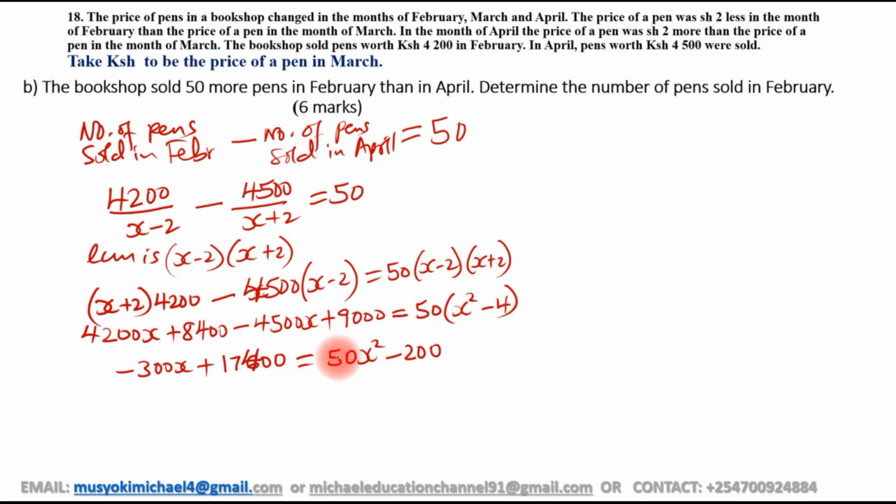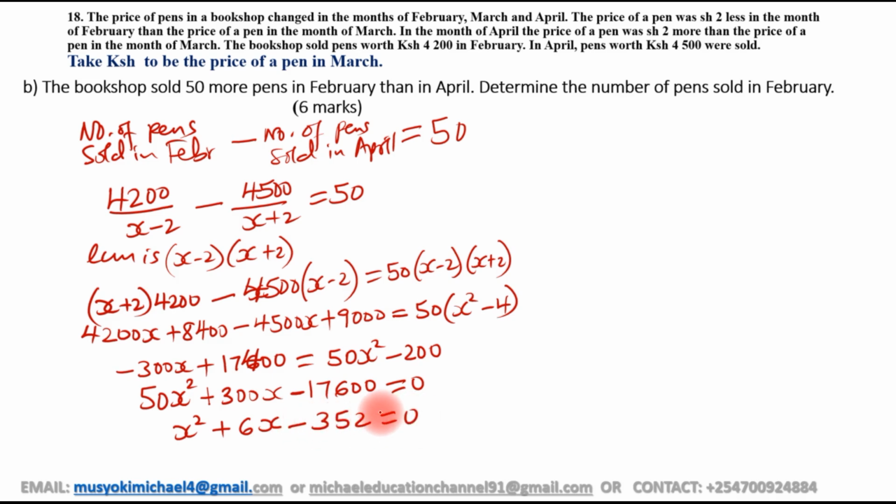So let us rearrange this quadratic equation. So we shall have 50x squared and then plus 300x and then minus 17,600 is equal to 0. So in the simplified form, we divide each term by 50. This will be x squared plus 6x minus 352 will be equal to 0.